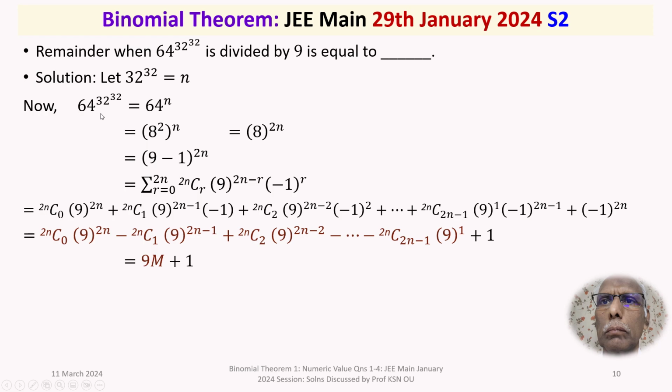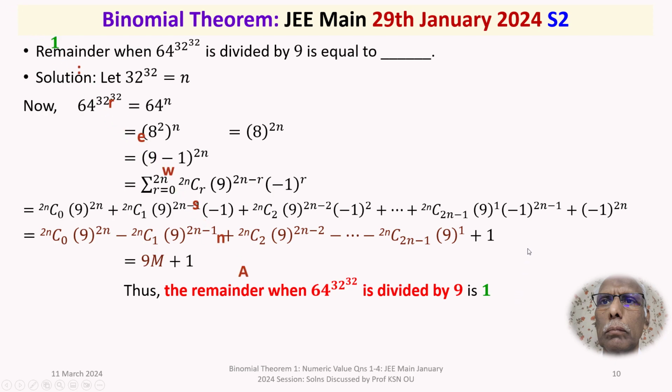Now 64 to the power of 32 to the power of 32 is a multiple of 9 plus 1. Now when you divide by 9, the remainder will be 1 only. So the remainder when 64 to the power of 32 to the power of 32 is divided by 9 is 1. The answer to this question is 1. That is the detailed discussion of the solution of the given question. It is a simple and straightforward question.